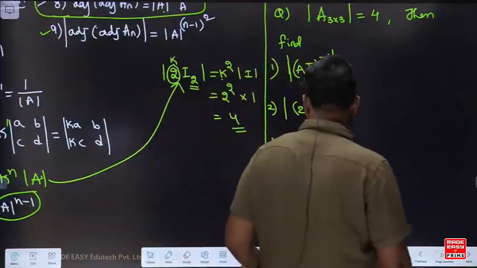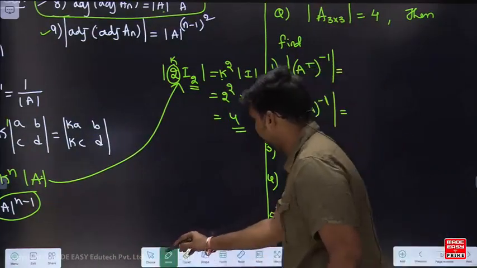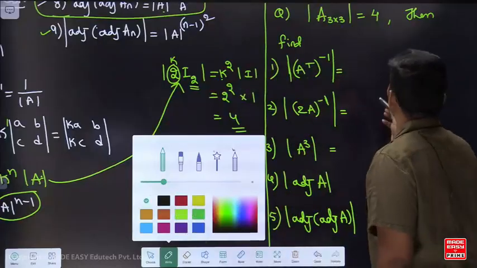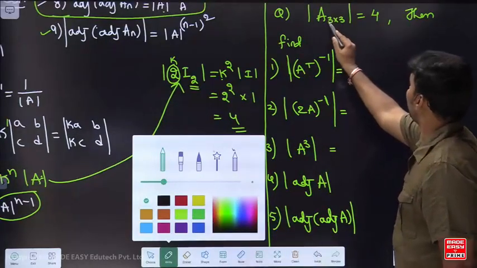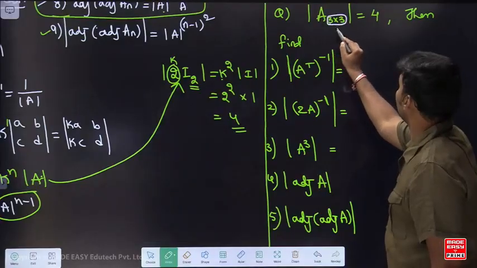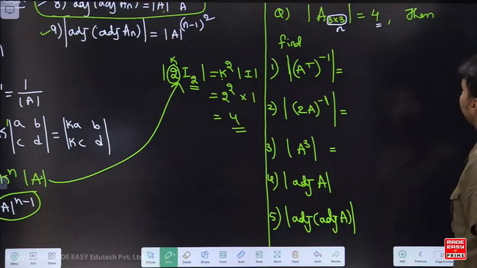Yes, मैं सब कुछ निकालना चाहता हूँ. Yes, I want to find all these things when just the order of the matrix is given. So this is n here, and this is the determinant of the matrix here, right?